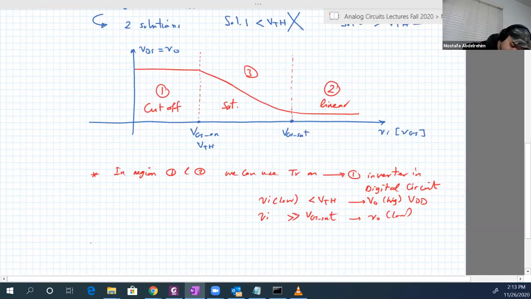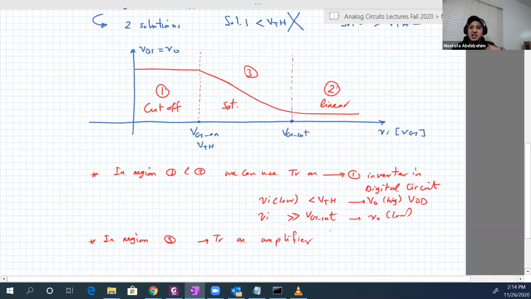And in region 3, we can use a transistor as an amplifier. As we will see in the next slide, we can even have a linear relation under certain conditions for the input, and we will see that there is a gain, really. There is amplification. So let's see that.